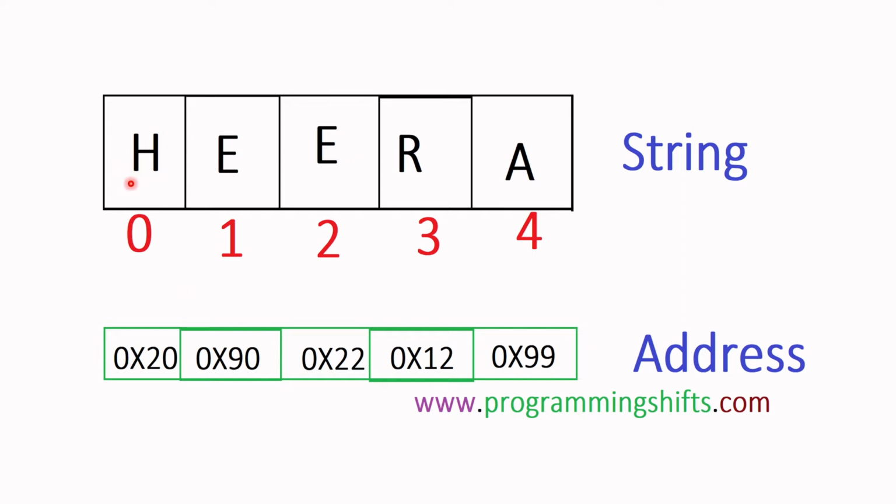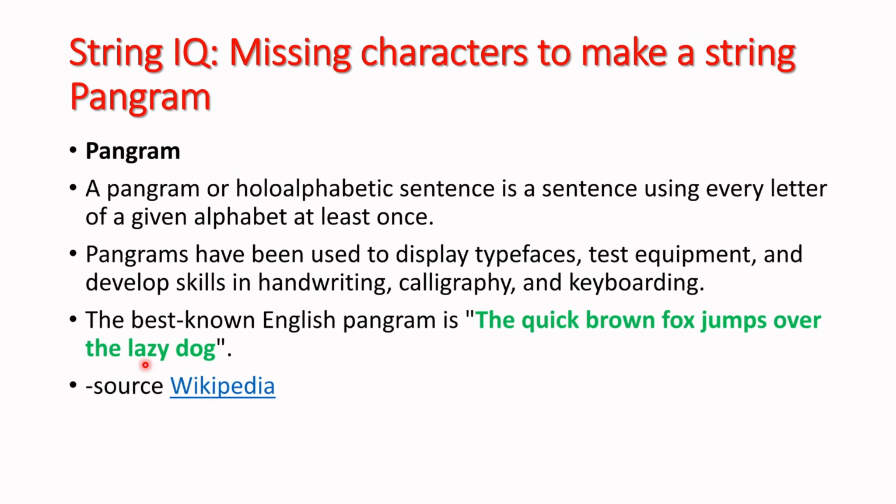Okay, so if we are talking about the index 0, and it has the value H, it will be stored at this address, right? So this is the one-dimensional array, and it is known as a character array, right? So we are going to learn some of the string questions that are generally asked in interviews, right?